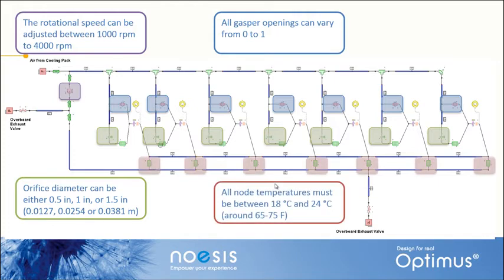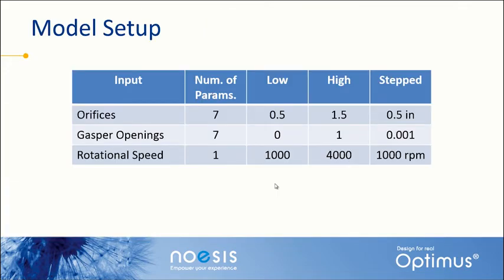And then finally, the response, or where we make the measurements, are at each of these 7 nodes that you can see here. The constraint for these node temperatures is that they must be between 18 and 24 C. Now, as you saw, this is how our model is set up.